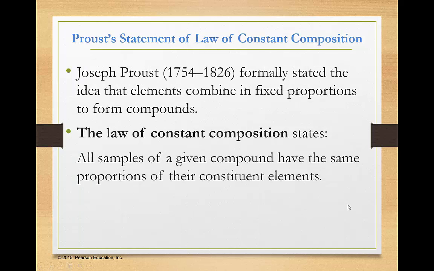So this leads us to the law of constant composition. This was stated by a scientist named Joseph Proust, who stated this idea formally: elements are going to combine in fixed proportions to form these compounds. All samples of a given compound will have the same proportion of the elements that make up that compound.